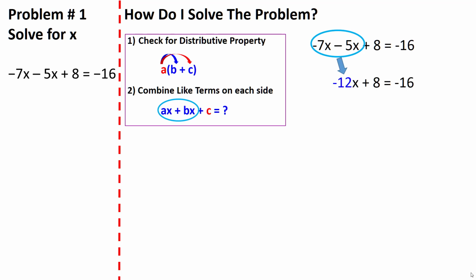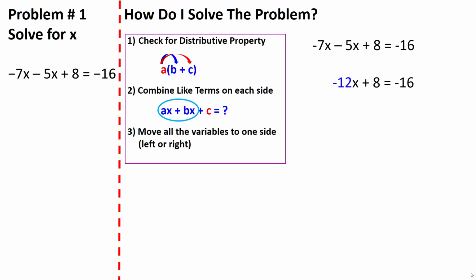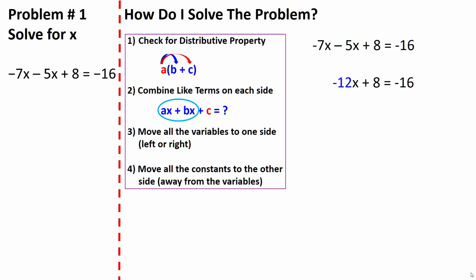I get negative 12x plus 8 equals negative 16. Step 3. Move all the variable to one side, left or right side. Prefer the left side. Since x is on the left side, I don't have to do anything. Step 4. Move the constant to the other side. The constant is positive 8, so I will subtract 8 to the left and to the right. Then I simplify. I get negative 12x equals negative 24.